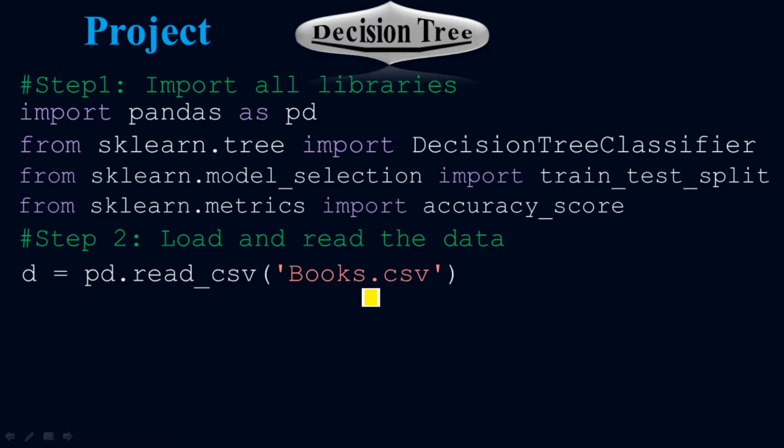What is the name of the CSV file? The name of the CSV file is books.csv. It is the file name. If it is something else, you have to put that name. But since the name of that CSV file is books, therefore you have to put books.csv. So in step number 2, we read the CSV file.